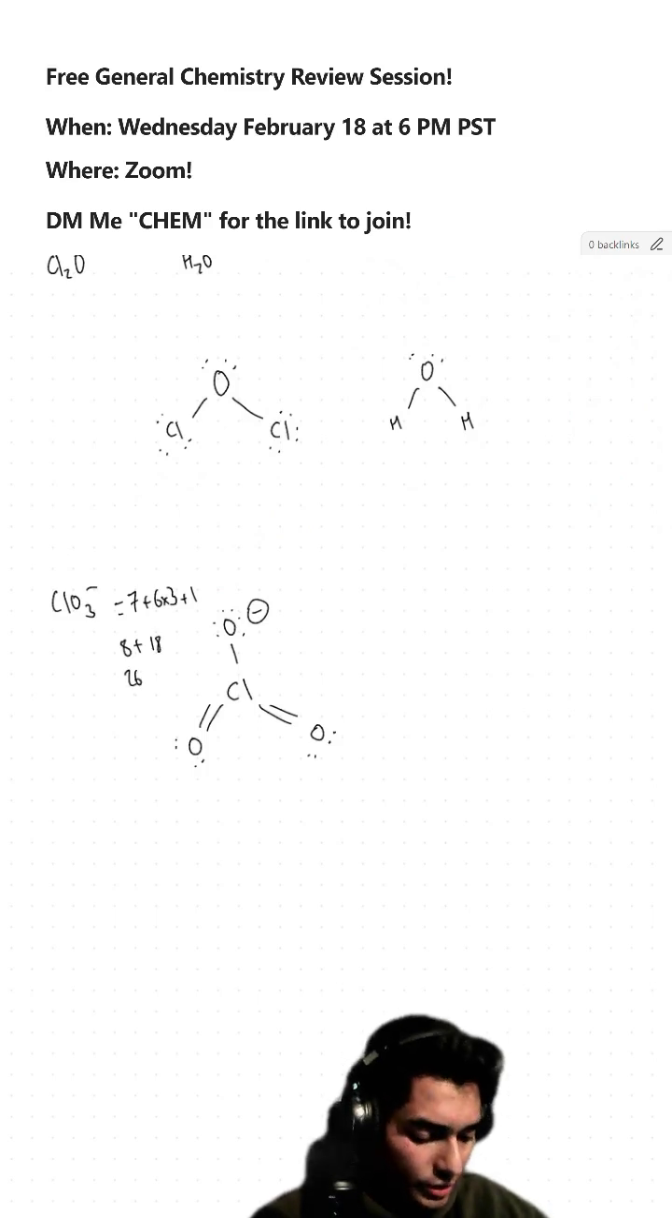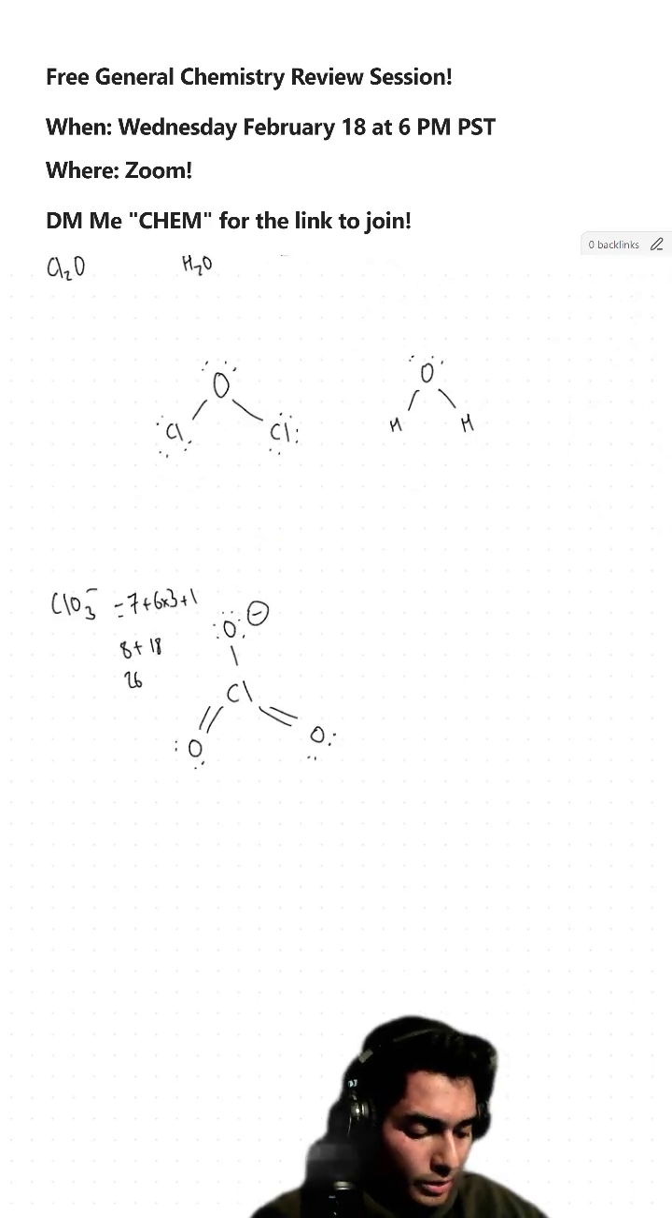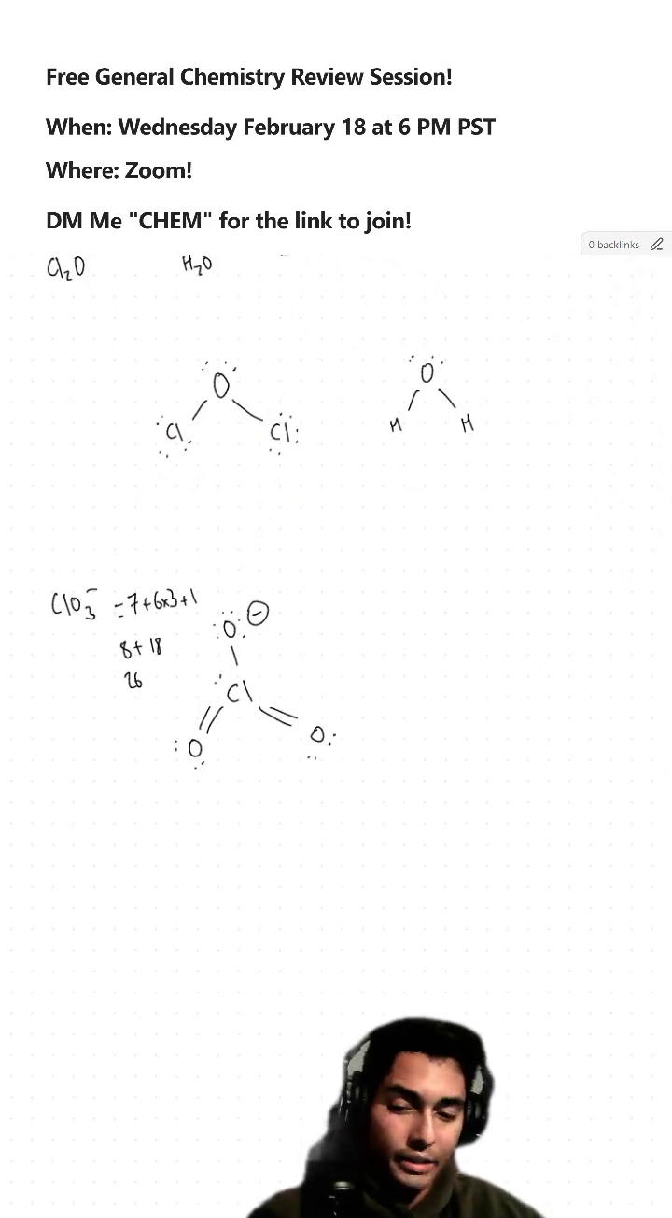26 valence electrons. 6, 8, 10, 12, 14, 16, 18, 20, 22, 24. Why am I missing 2? I've got to put some right there on the chlorine. 1, 2, 3, 4, 5, 6, 7. Yeah, so chlorine has a lone pair just like that.